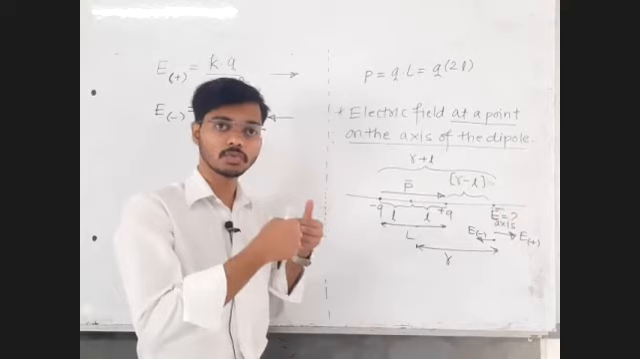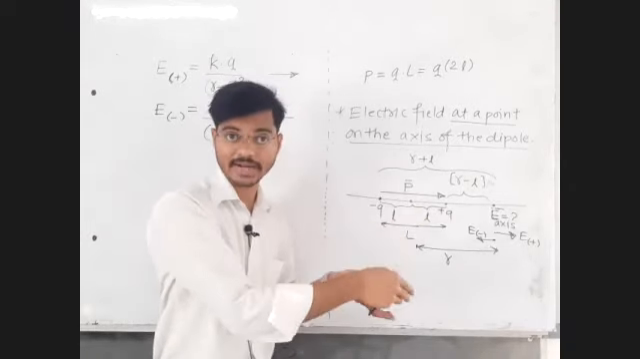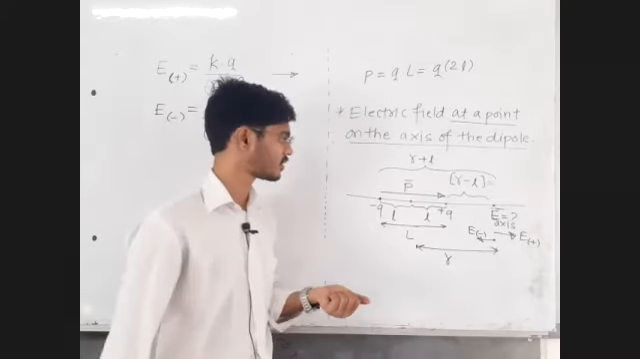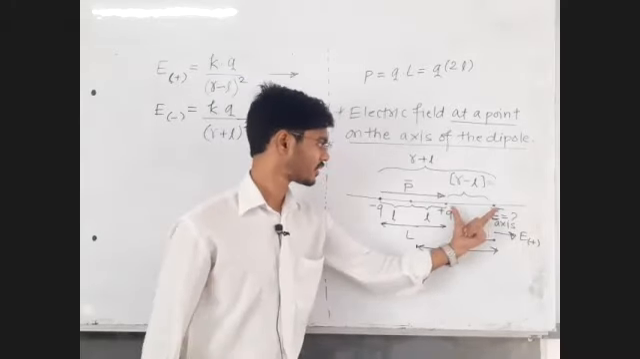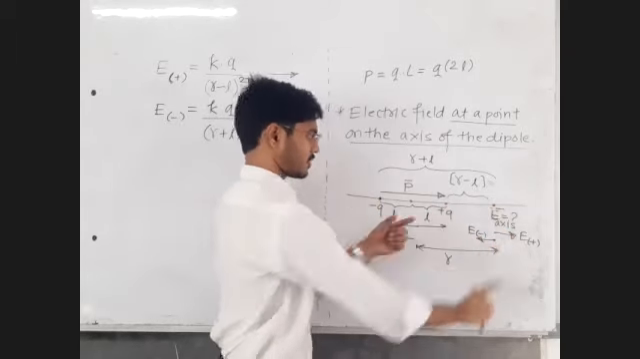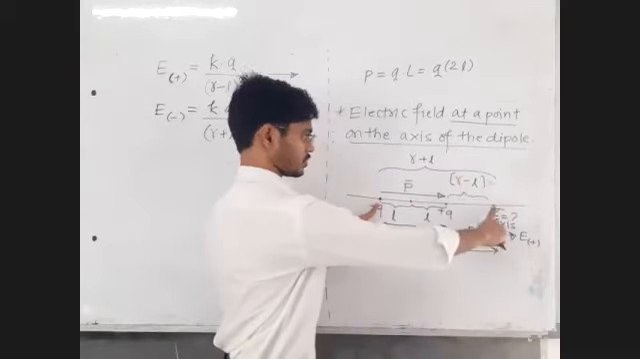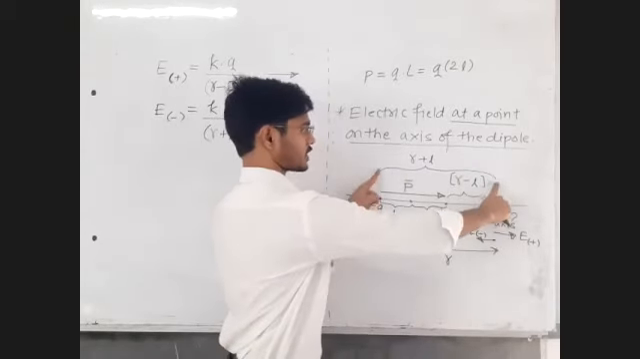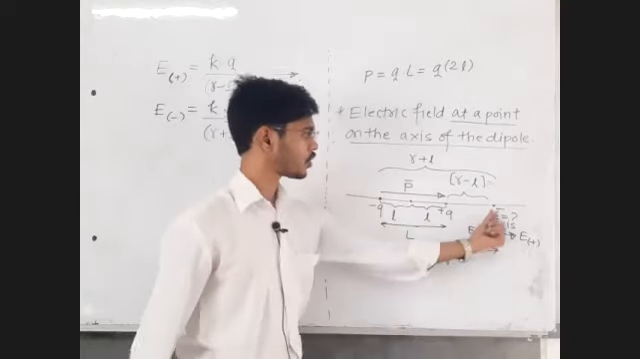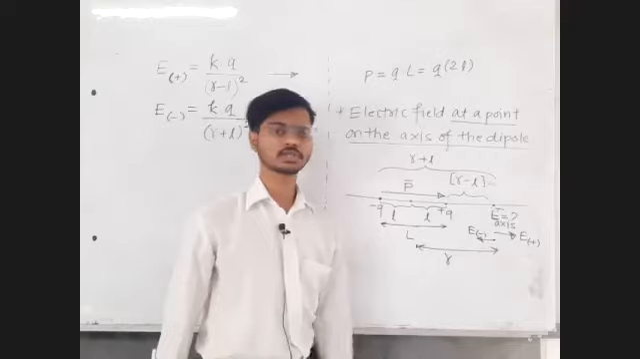If you move away from the given charge, field goes on decreasing, kq upon r square. This r is small compared with this r. The distance from the first charge is less, it is r minus L. The distance from the second charge is more, it is r plus L. Okay, so electric field due to the positive charge will be more, negative charge will be less.